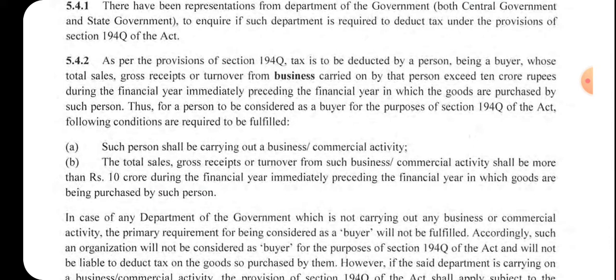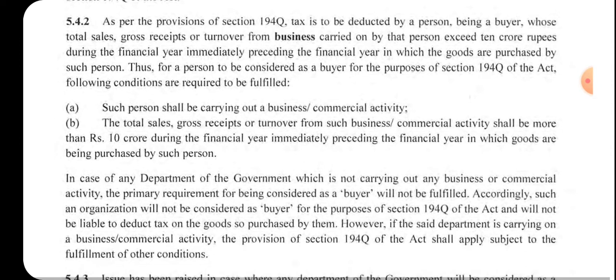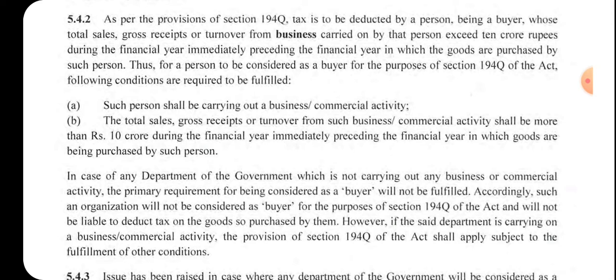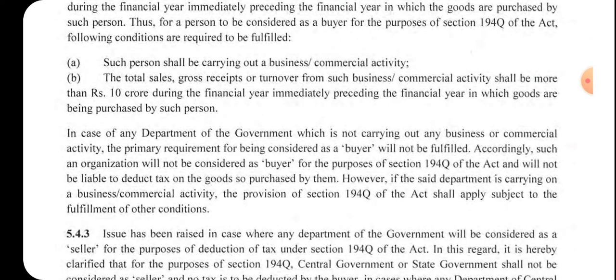Para 5.4.2 clarifies that as per the provision of Section 194Q, tax is to be deducted by a person being a buyer whose total sales, gross receipt or turnover from the business carried on by the person exceeds 10 crore rupees during the financial year immediately preceding the financial year in which the goods are purchased by such person. Thus, for a person to be considered as a buyer for the purpose of Section 194Q of the Act, the following conditions are required to be fulfilled. A. Such person shall be carrying out a business or commercial activity. B. The total sales, gross receipt or turnover from such business or commercial activities shall be more than 10 crore during the financial year immediately preceding the financial year in which goods are being purchased by such person.